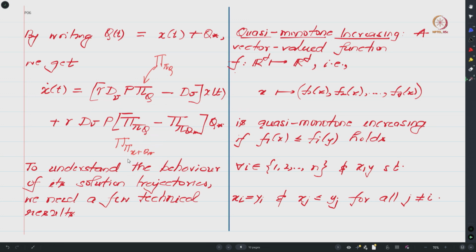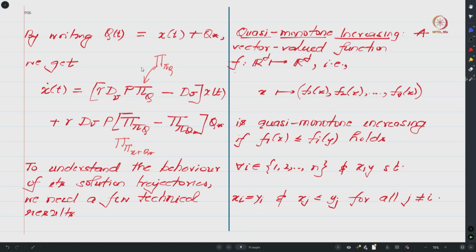So of course I would again like to highlight that this x is actually a function of t. However, I am suppressing this t so that the notation becomes slightly manageable. So this is the ODE that we have, and we would like to understand the behavior of the solution trajectories of this ODE.